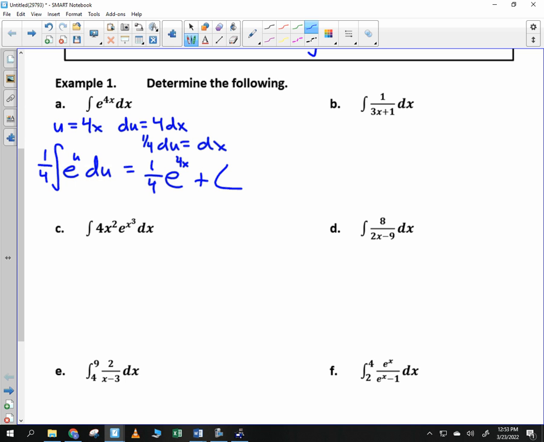Now, in this next one, don't be misled. If it was simply 1 over x, you would say that the antiderivative is natural log of x. So this is very similar. It's just that instead of x, you have a 3x plus 1. So if I say that u is equal to 3x plus 1, then du is equal to 3dx. I don't have a 3dx. Multiply by 1/3. So 1/3 du is equal to dx.